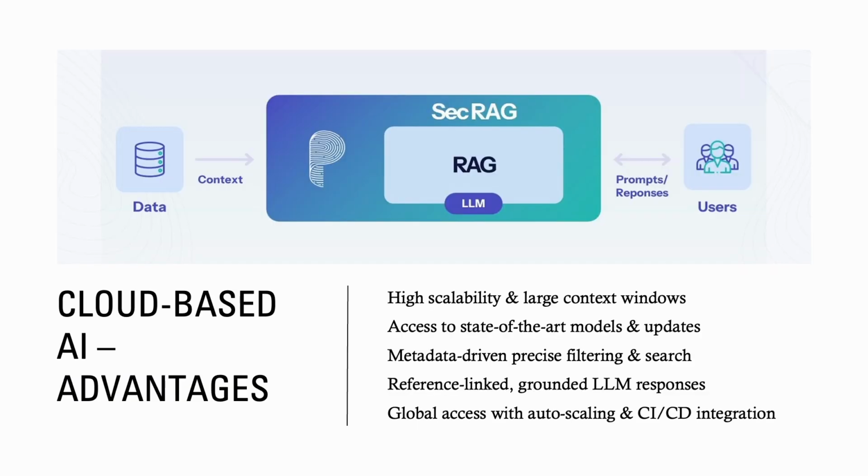Cloud AI excels at scale. You can ingest and index enormous archives of filings without worrying about local hardware limits. You can instantly tap into the newest LLM versions and benefit from Google's and OpenAI's continuous updates. Pinecone's metadata filtering enables precision queries by ticker, filing type, and date range, improving relevance. The responses are linked to the original document sections, reducing the risk of hallucination. The cloud environment seamlessly integrates with CI/CD pipelines for automated deployment and updates, and supports global access for remote analysts.